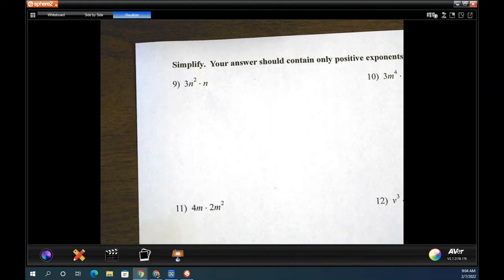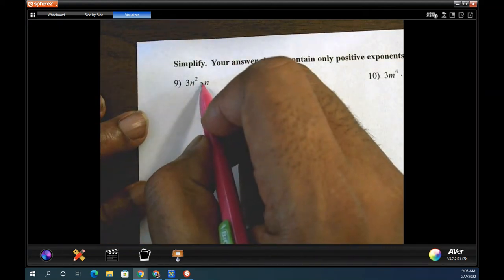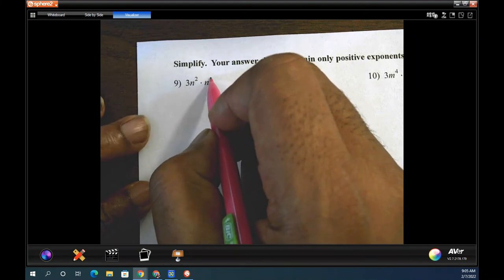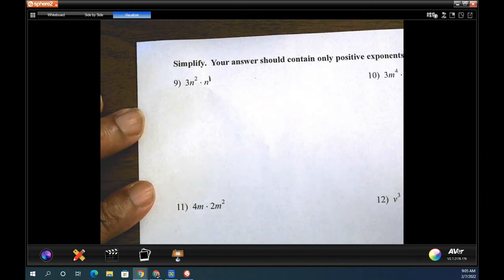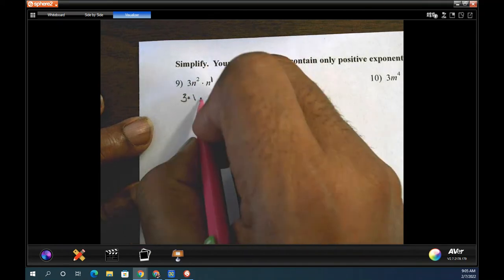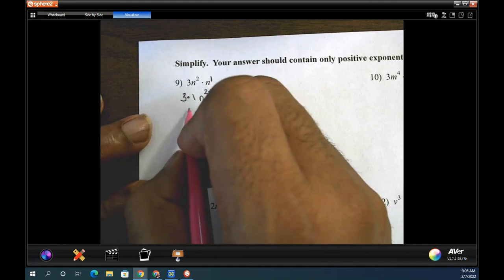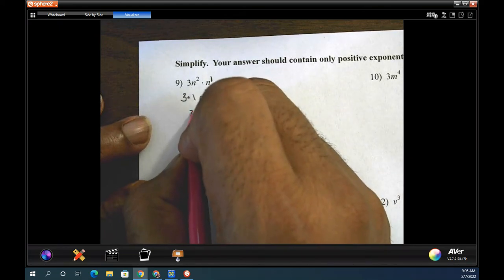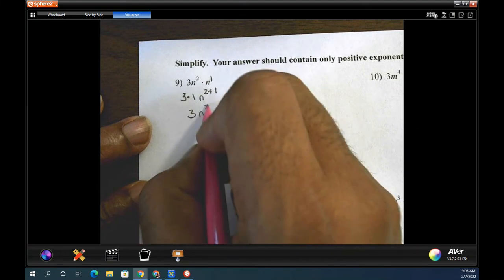Look at number 9. 3n squared times n. Remember, this is understood to be to the first power. So the coefficient here is 1. So you have 3 times 1, and you have n to the 2 plus 1. 3 times 1 is 3. 2 plus 1 is 3. So your answer is just 3n cubed.